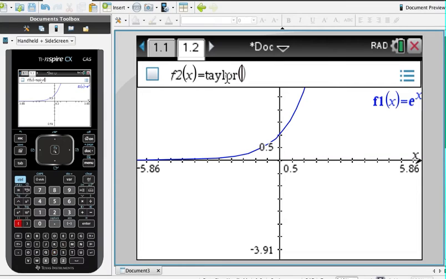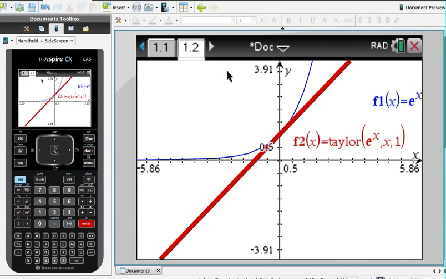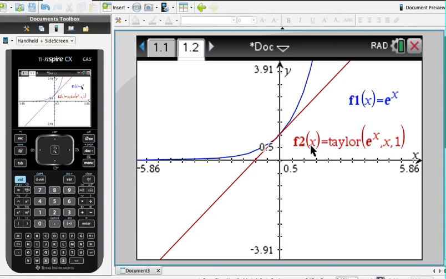Taylor polynomial of, we can actually write f1 of x, or we can write the function comma x comma 1. That's going to be the degree. 1 is a degree. Enter. This is the Taylor polynomial of first degree for the e to the x function. It turns out that that is really the tangent line at x equals 1.